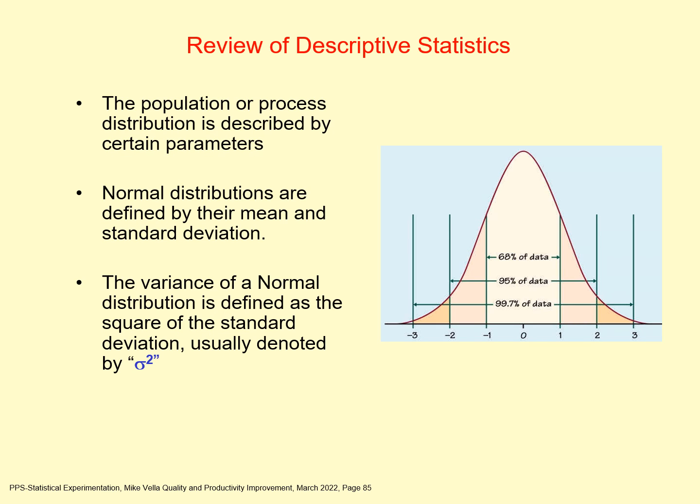A little review of descriptive statistics. The population or process distribution is described by certain parameters. Normal distributions are defined by their mean, that's the center of the distribution, and by their standard deviation, which describes the width of the distribution. The variance of a normal distribution is defined as the square of the standard deviation, usually noted by sigma squared. Standard deviation squared is the variance.